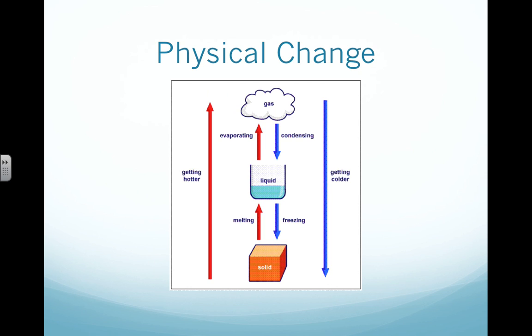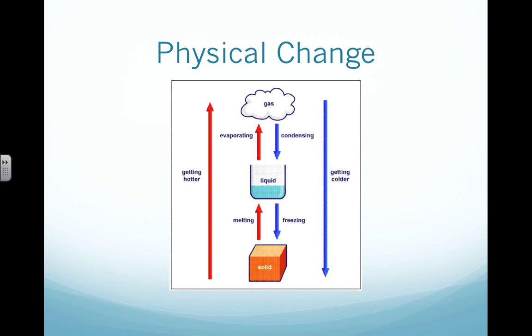If we take a look at the diagram, the red arrows indicate that energy is being absorbed, so it's getting hotter. And the blue arrows illustrate that the substance is getting colder, therefore it is giving off energy.